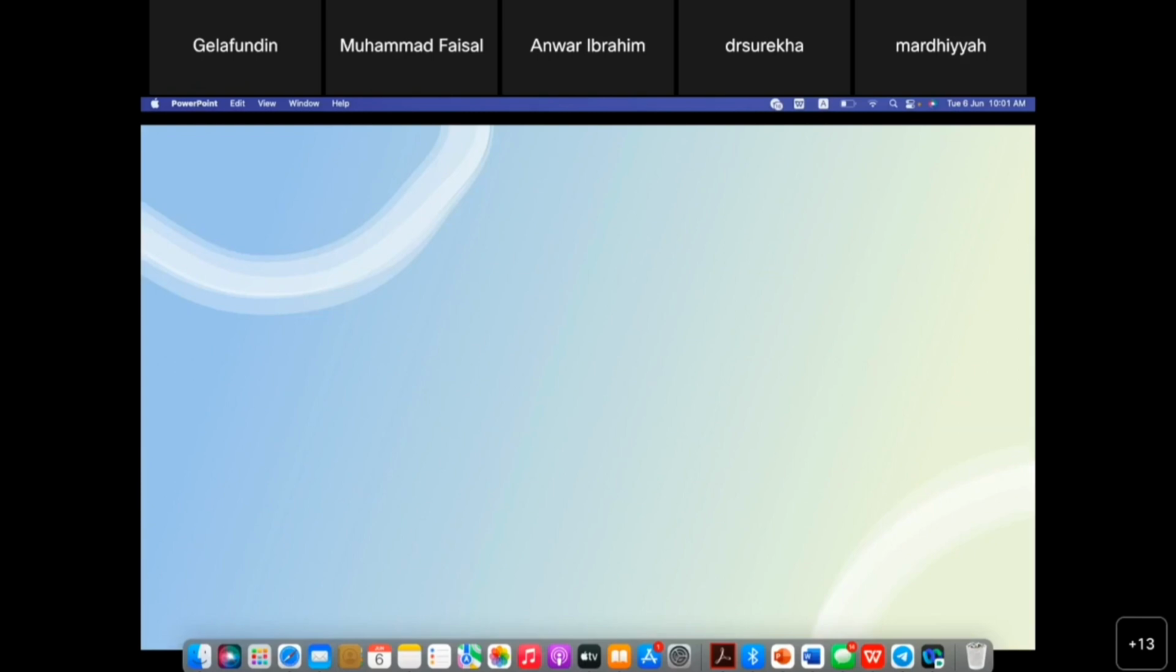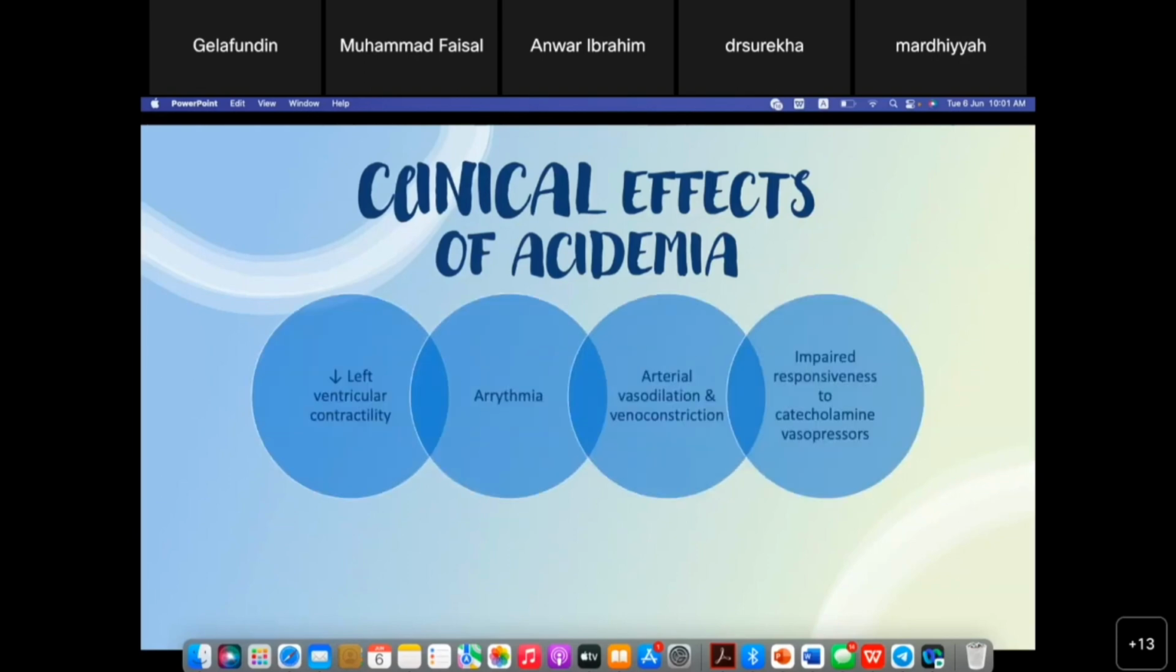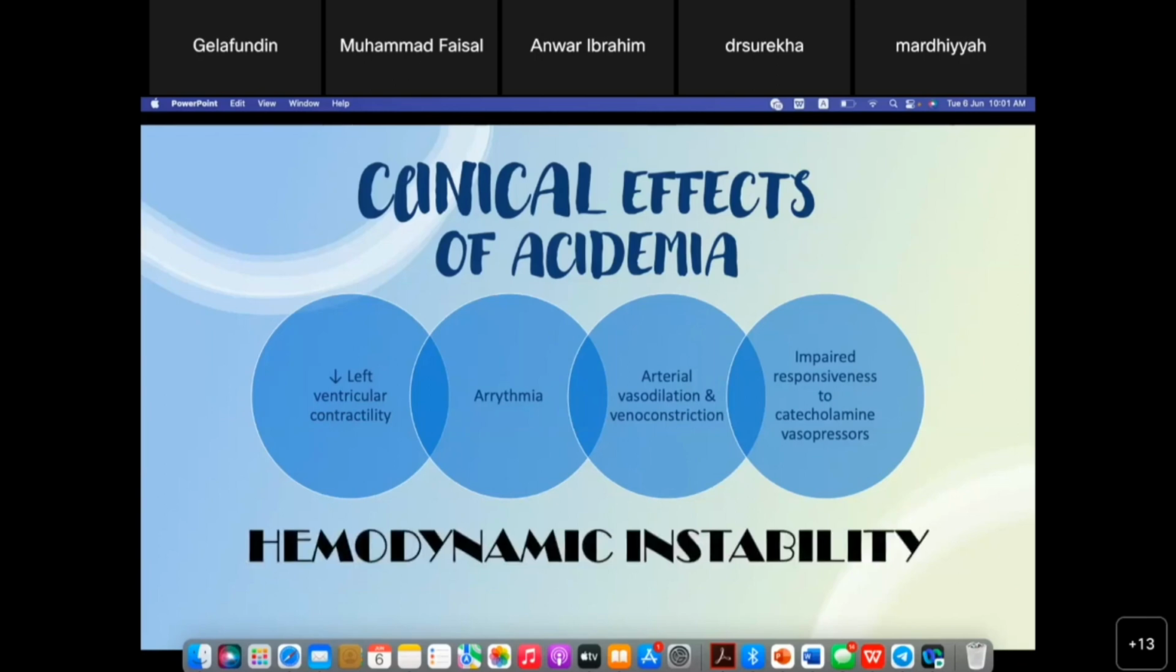So why do we give sodium bicarb? We want to avoid the clinical effects of acidemia. Acidemia can lead to reduced left ventricular contractility and arrhythmia, arterial vasodilatation and venoconstriction, and it can impair the response to catecholamine vasopressors. All this can lead to hemodynamic instability. So you want to avoid the hemodynamic instability, so you give sodium bicarb to reverse the acidemia.